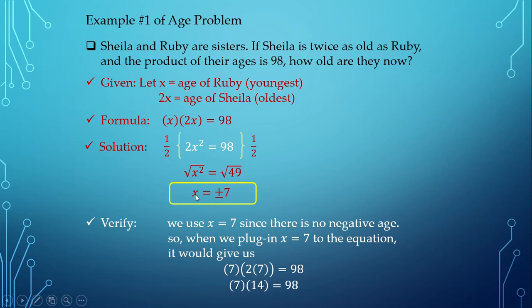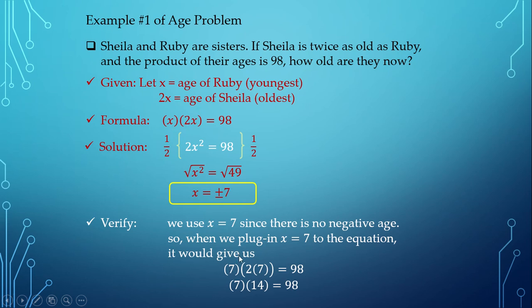Since there are two values of x, positive 7 and negative 7, we will use x positive 7 since there is no negative age. So, pwede gamiton ang negative 7, but instead positive 7. So, when we plug in or when we substitute the value of x, which is 7, to the equation, balik ta sa equation, x times 2x is equal to 98. So, when x is positive 7, so 7 times 2 times 7. Okay, ang x ipulihan og 7.